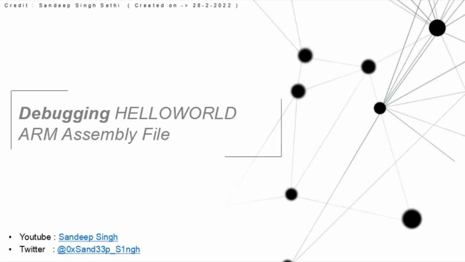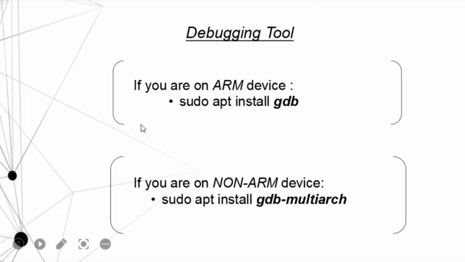So in this video we are going to debug our program which we created in the previous video. For debugging purposes we need to install a utility known as GDB. If you are on any kind of ARM device like a Raspberry Pi, or any ARM device with a Cortex-A profile processor, then you can simply install it using sudo apt install gdb. Although some operating systems have GDB pre-installed, if you have not, you can just download it using sudo apt install gdb.